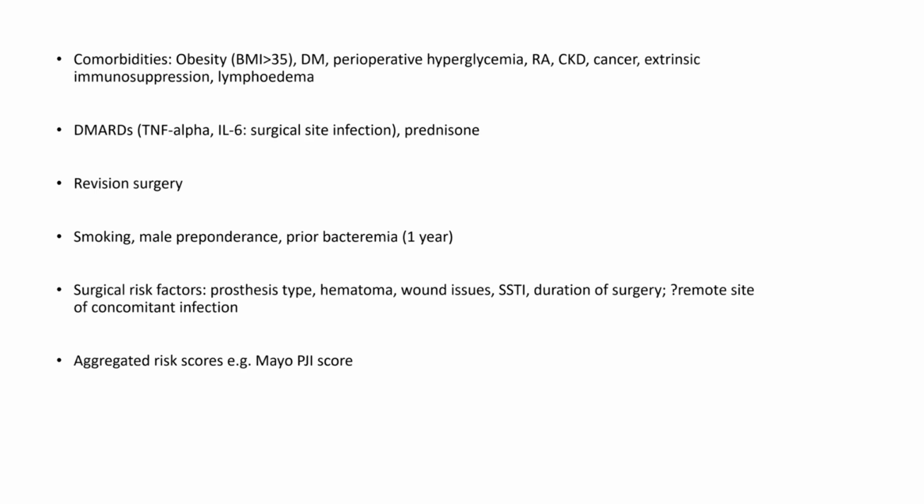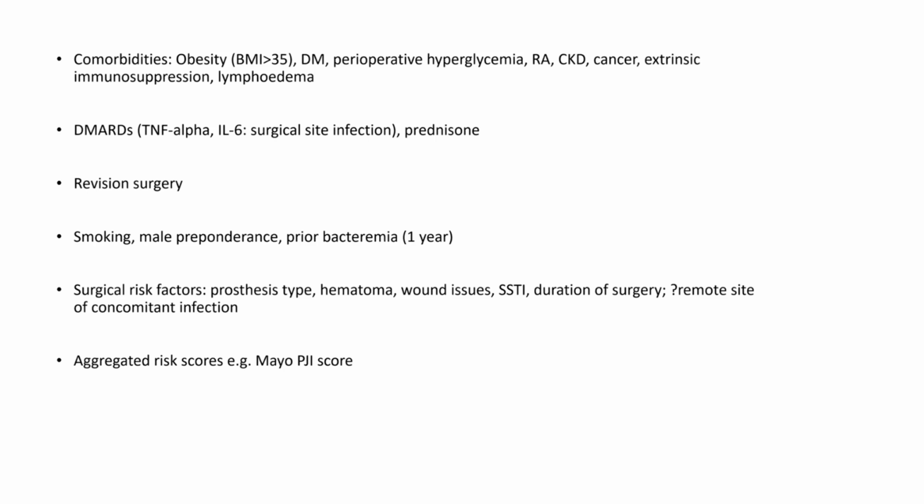And if they've had any revision surgeries, the more you mess around with the joint and the more joints you put in, the more the risk for acquiring PJI. If they've been bacteremic within the past year, that can also increase the risk. Surgical risk factors, like being in surgery for a long time, have been shown to increase the risk. A big hematoma that had to be evacuated, any wound issues, all of these things increase the risk.